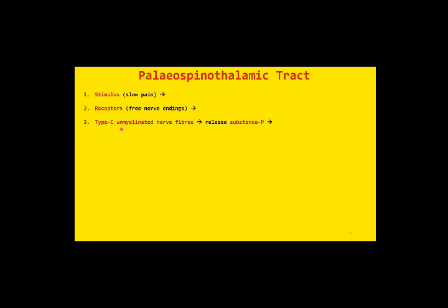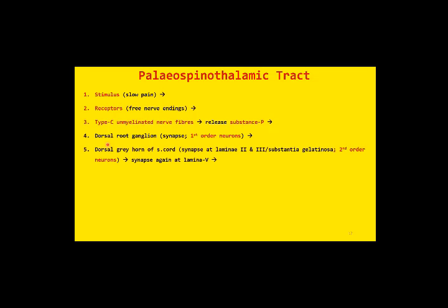These unmyelinated type C fibers release substance P. Substance P is for slow pain. Glutamate is for fast pain. So again, the site of the first order neuron is the same dorsal root ganglion from where the signal enters the dorsal gray horn of the spinal cord.